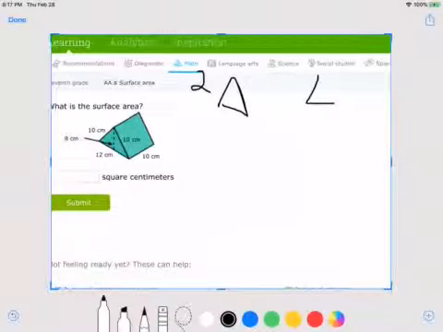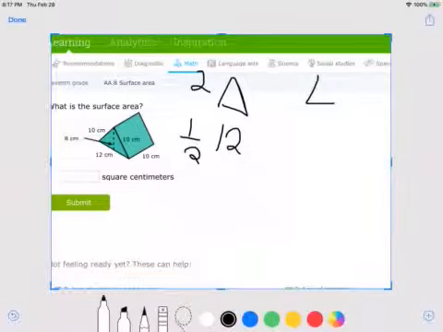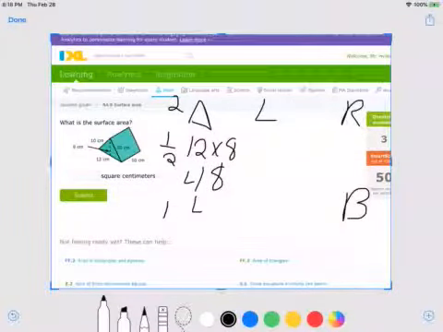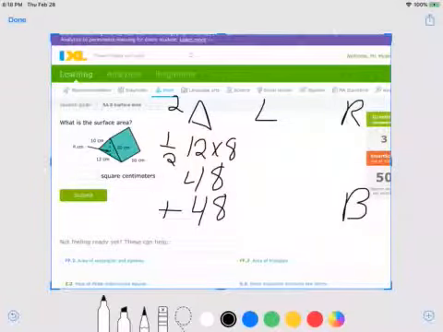So the area of a triangle is going to be half the base, which is 12, times the height, which is 8. There's a 10 on the triangle, but it doesn't matter at all. So 12 times 8 is 96, and half of 96 is 48. So the triangle is going to be 48. But since there's 2 of them, I'm going to add 48 again. So those are my triangles.